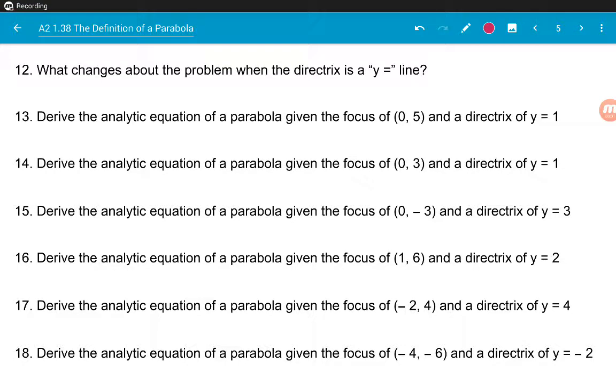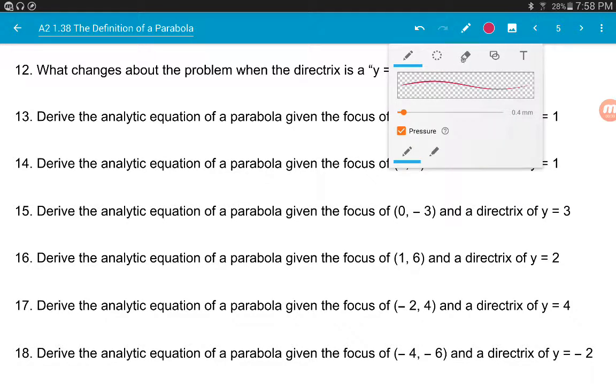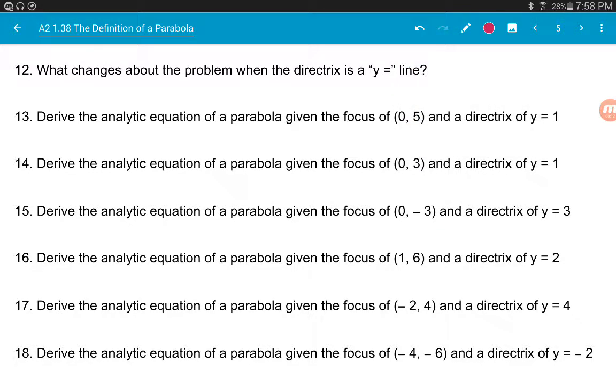Okay, so here's a video, part 2 on lesson 38, which is the definition of a parabola. I'll flip you through the notes real quick if I still have them. Then I'll go into a question. The question that I'm going to do, the example, is going to be question number 13.